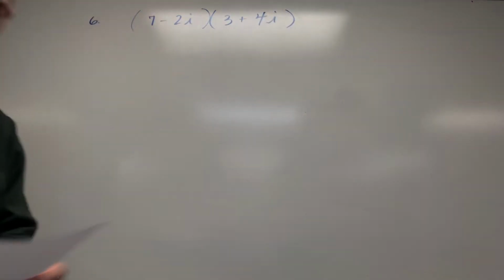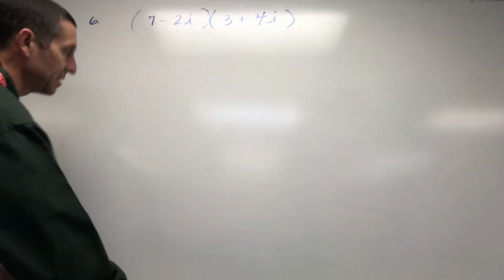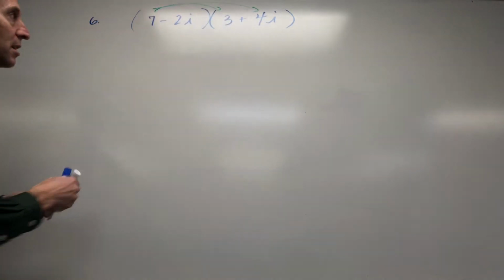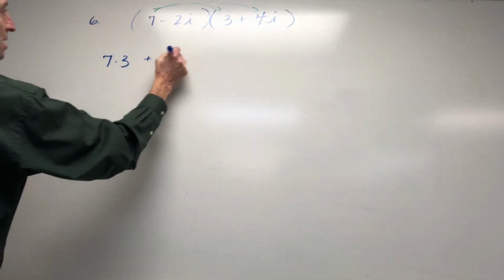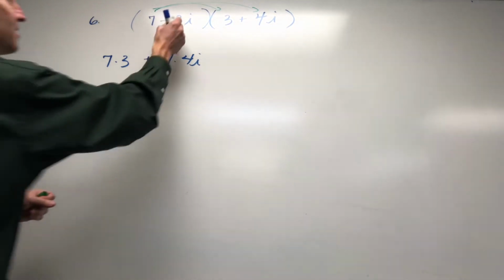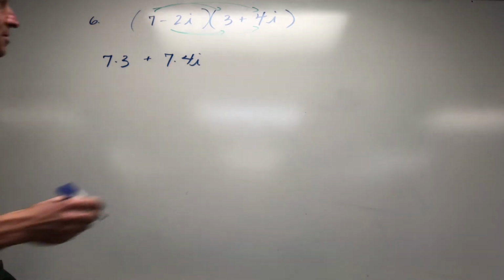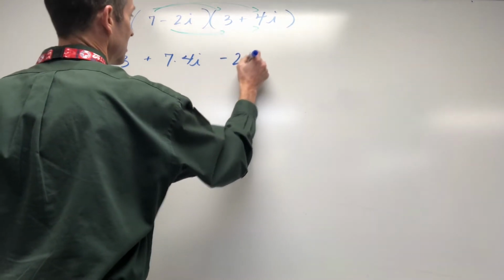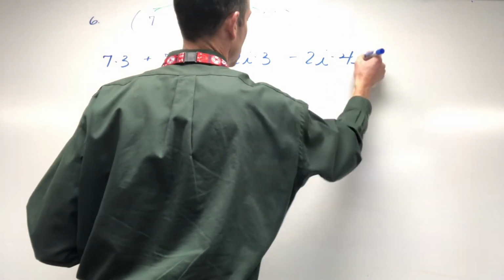3 plus 4i. Okay, so we got to distribute. So this 7, it's going to hit both of those. So you've got 7 times 3, 7 times 4i. The negative 2i, he hits both of those. So you've got negative 2i times 3, negative 2i times 4i.